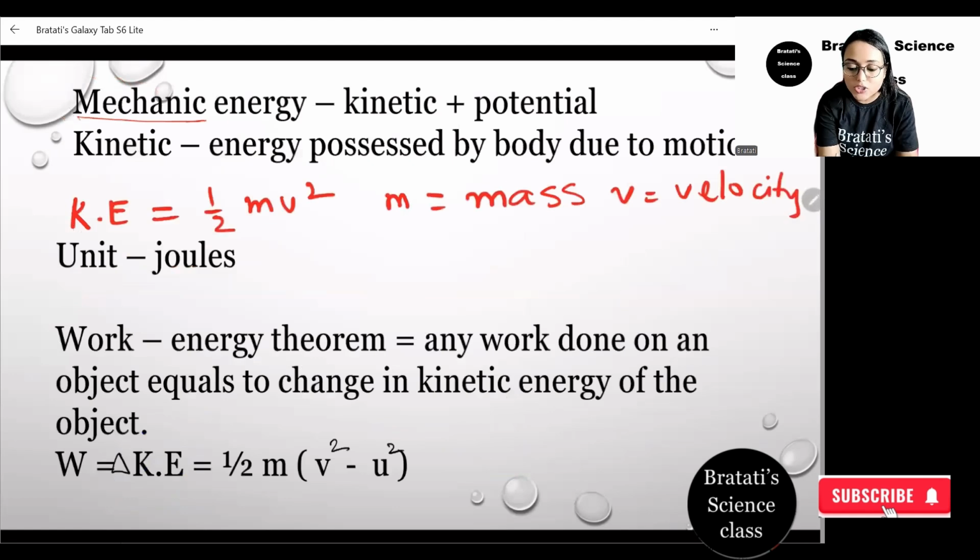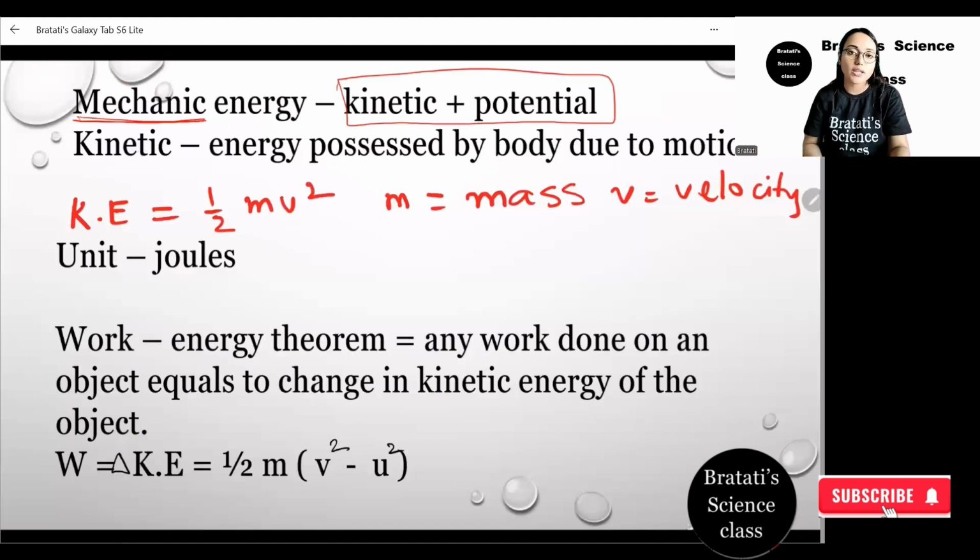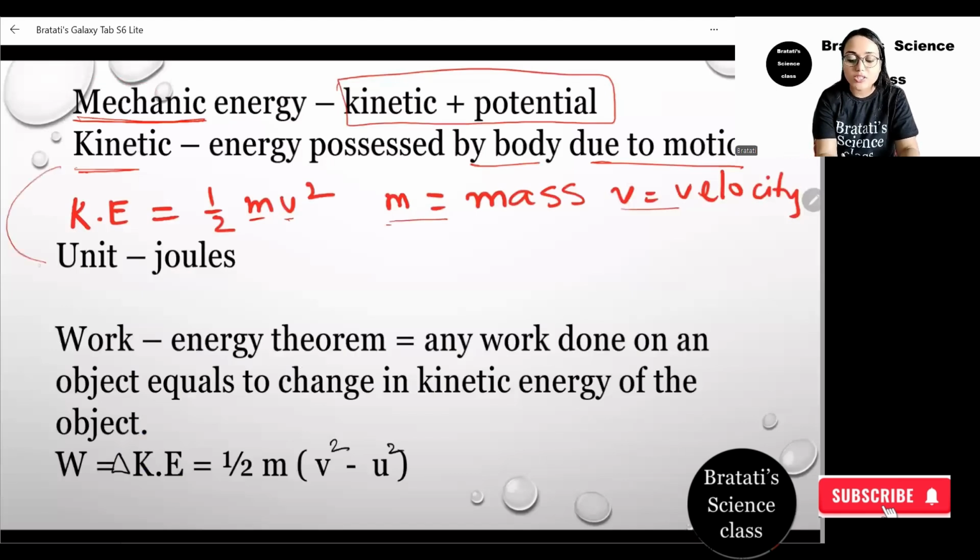Now, mechanical energy is the combination of both kinetic energy and potential energy. As you know, kinetic energy is possessed by a body when it is in motion, so it has a velocity. It can be uniform velocity or it can change from u to v, initial to final velocity. So kinetic energy is half mv square, half of mass into velocity square, where m is the mass and v is the velocity. The unit of kinetic energy is joules, Newton meter.